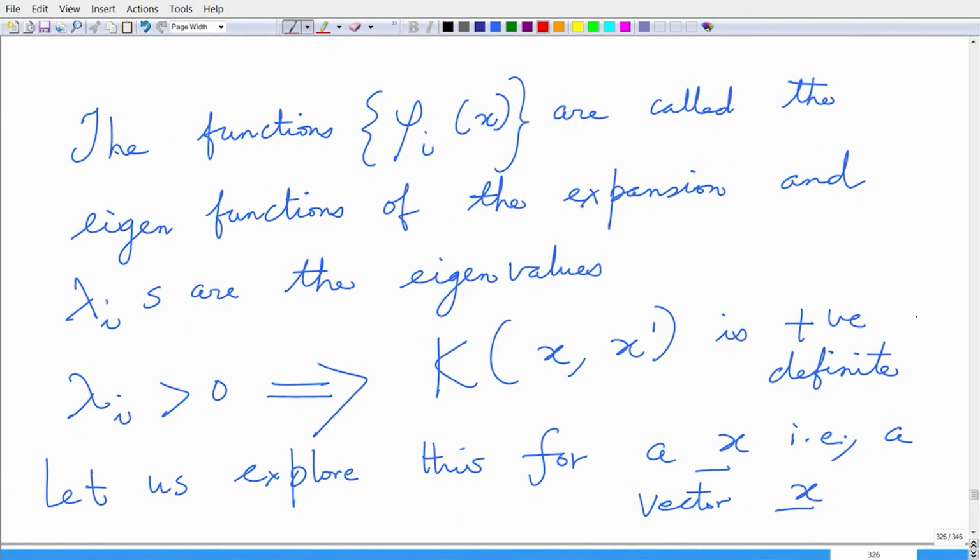Now, these functions phi i of x are called the eigenfunctions of the expansion, with the corresponding eigenvalues lambda i's. So, lambda i, phi i are like the eigenpair. Lambda i is greater than 0, which we assume. If lambda i is strictly positive, then this kernel k(x, x prime) is positive definite.